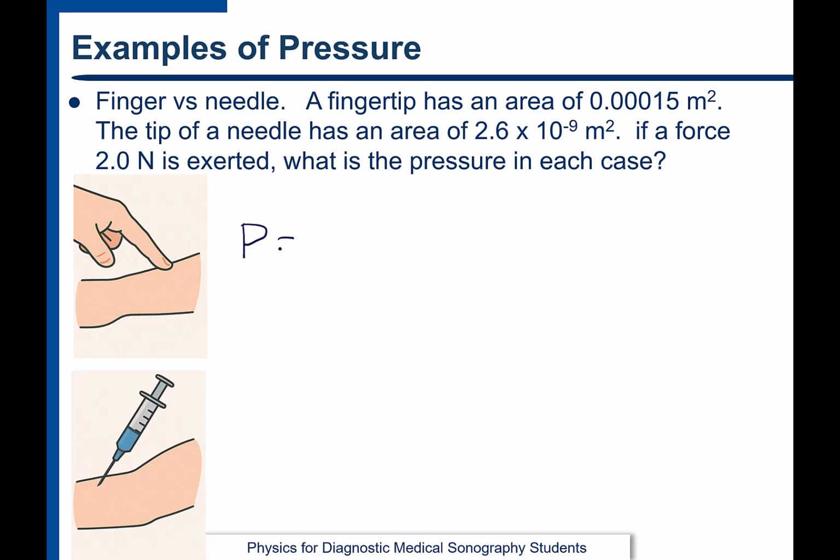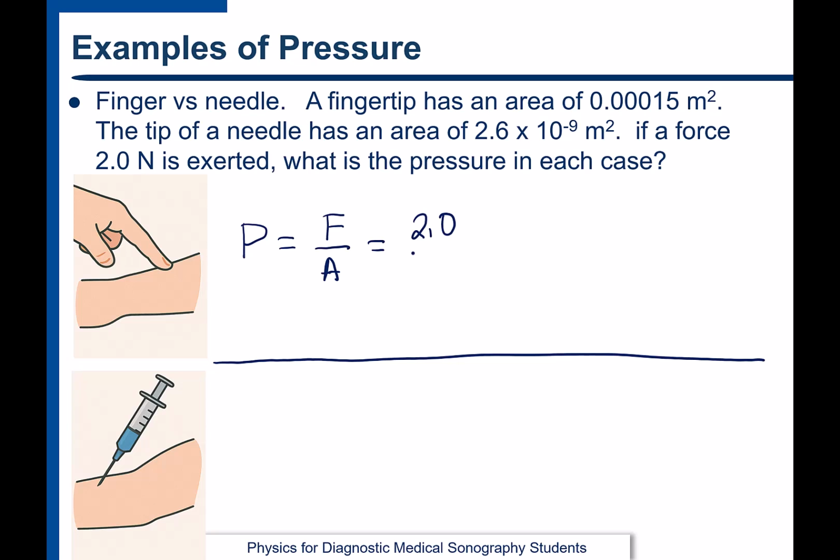We know again that pressure is force per area. And so in the case of the finger pushing on the arm, we've got a force of 2 newtons, but now we're spreading that force out over an area of 0.00015. By the way, just to make the difference more obvious, let's put that in scientific notation first. So you'll notice that's 1, 2, 3, 4, or 1.5 times 10 to the negative fourth meters squared.